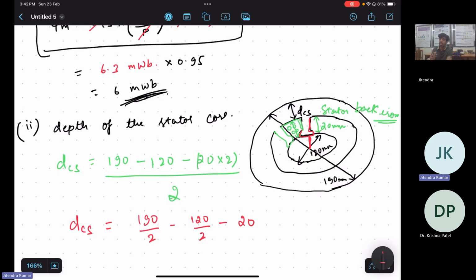If it is mentioned as rotor diameter, then you will have to consider the air gap. But if the stator bore diameter is given, you do not need to consider the air gap, because it already includes the air gap. So 80 minus 60 minus 20, so 20. It will be 20 by 2 also, so it will be 10, 15 mm. Yes, 15 mm.